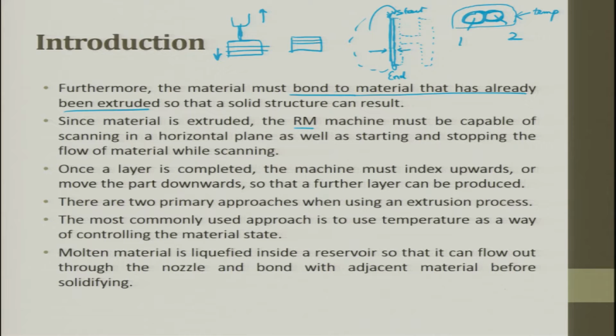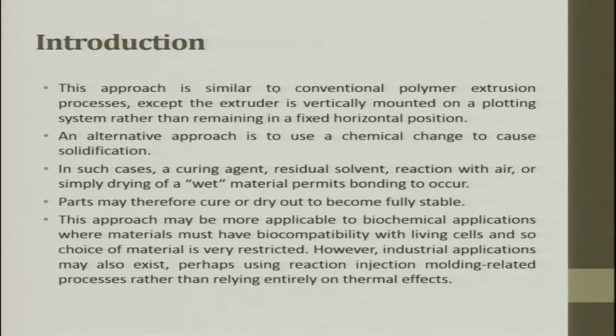So now I think you should be able to appreciate, when you look into the analogy of icing and when you look at rapid manufacturing extrusion process, it is almost the same. This approach is similar to conventional powder extrusion process, except the extruder is vertically mounted on a plotting system rather than remaining in a fixed horizontal position.